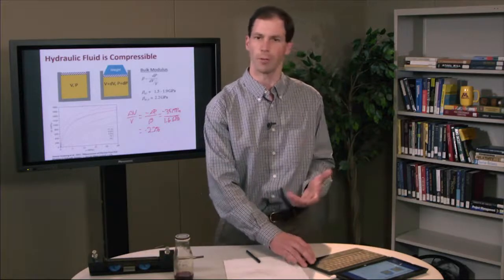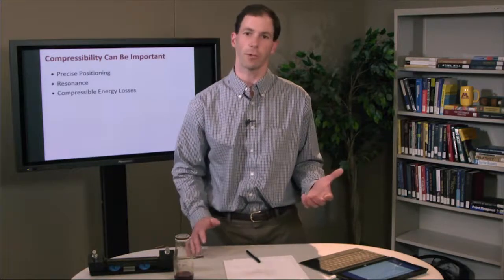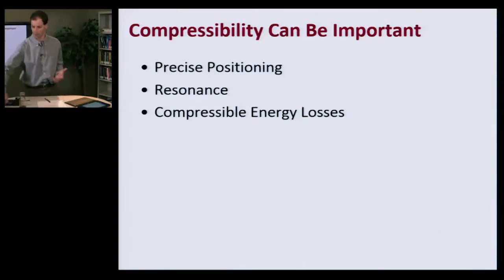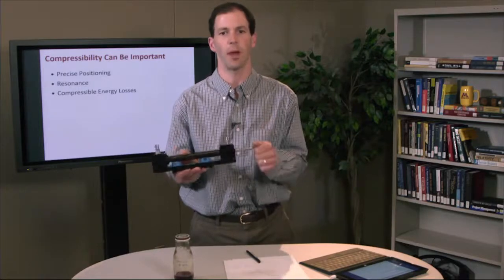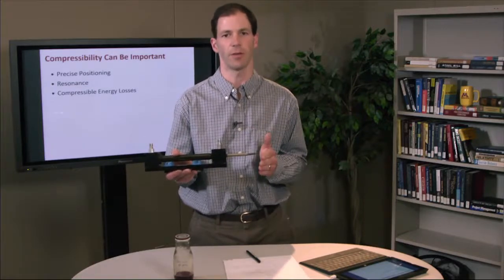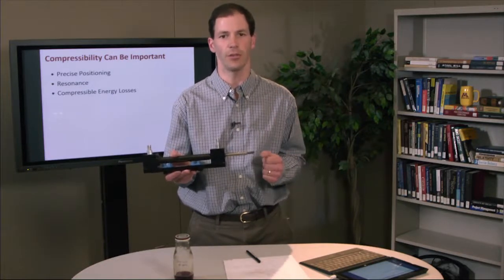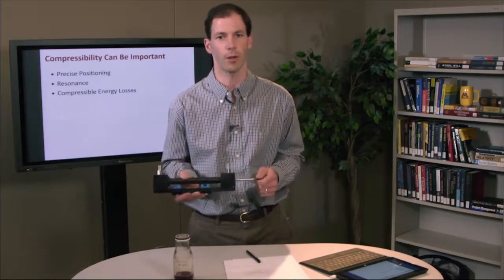So where is this important? First of all, it's important for systems where we need to do very precise positioning. Consider that I have a hydraulic cylinder, and I'm trying to very precisely position this end effector, and perhaps there's a lot of mass attached to this. I don't want to have much compliance in my system. I want it to be very stiff. That can be an issue if our fluid is compressible, especially if there's a lot of air trapped in the system. So we have to be aware of that.